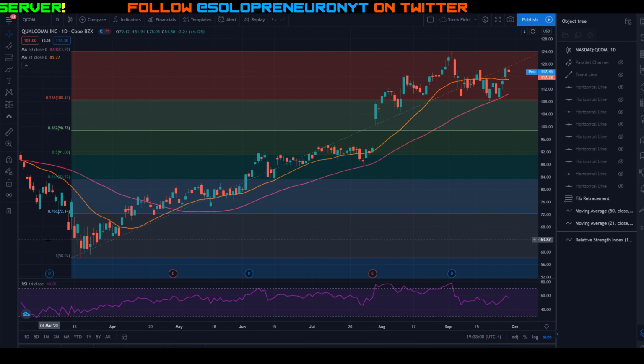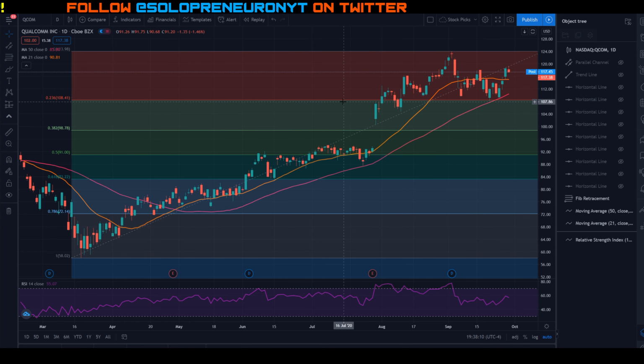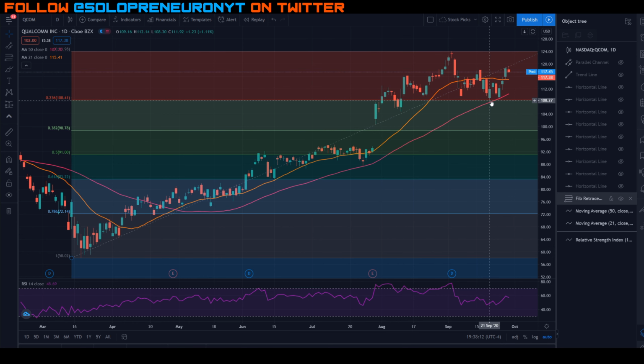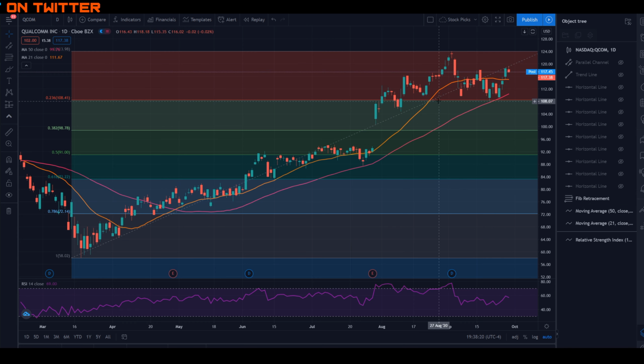Right off the bat, we can already see this 23.6% Fibonacci level at about 109 is looking like an area of initially resistance and then support. You can see a bunch of times candles or wicks have come close to it and have bounced off it. So we'll take a look at that. Let's get right into drawing some trend lines here.